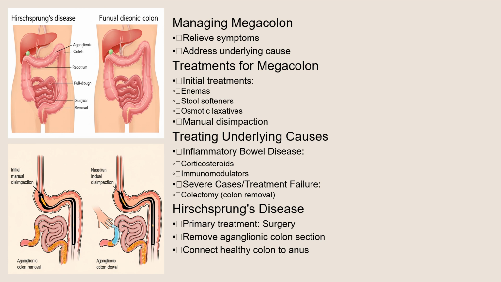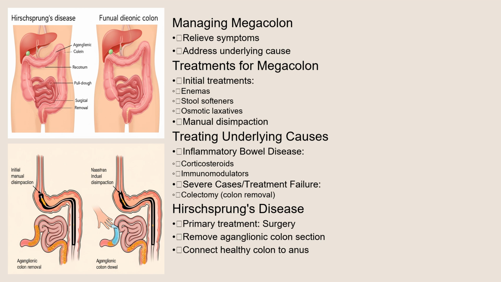Managing megacolon focuses on relieving symptoms and addressing the underlying cause. Initially, treatments often involve enemas, stool softeners, and osmotic laxatives to help clear the accumulated stool. In some cases, manual disimpaction, where a healthcare professional manually removes the impacted stool, may be necessary. For megacolon caused by inflammatory bowel disease, medications to control inflammation, such as corticosteroids or immunomodulators, are typically used. Surgical intervention, such as a colectomy, a removal of part or all of the colon, may be required in severe cases or when other treatments fail.